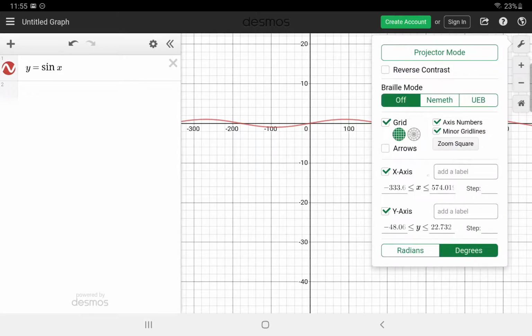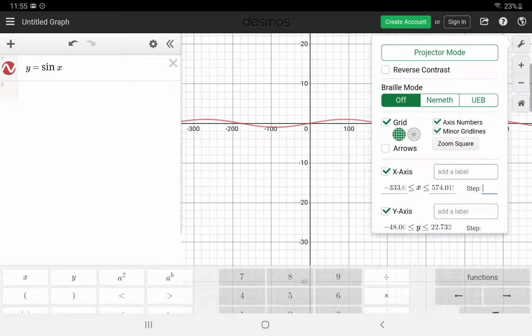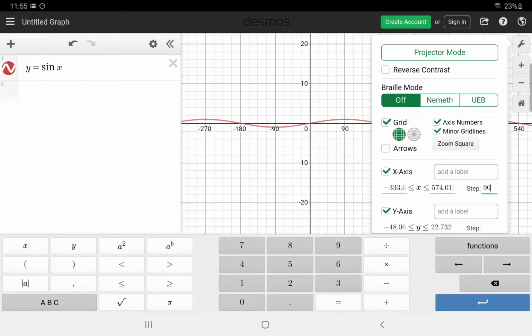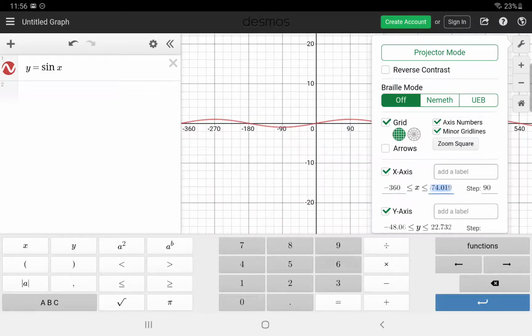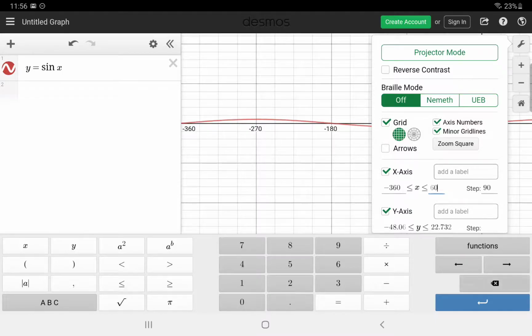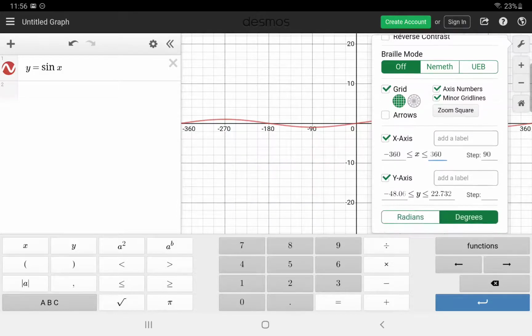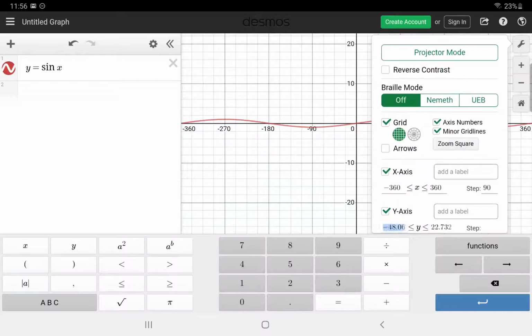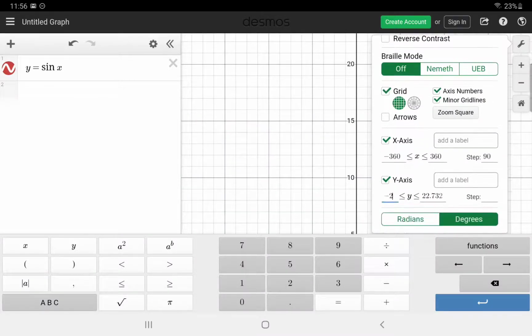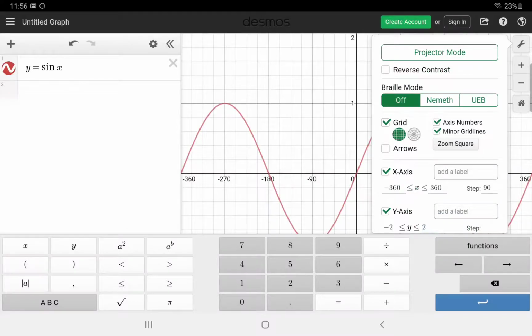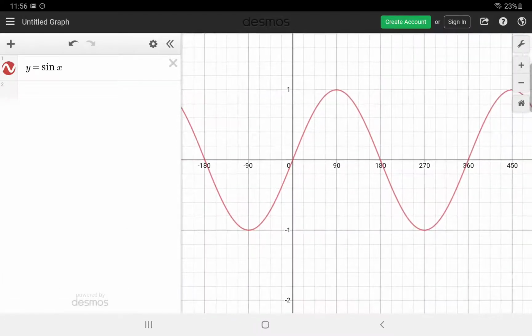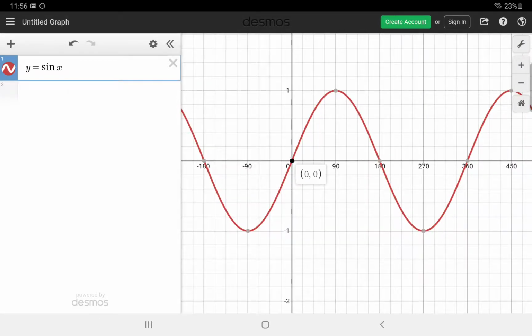So come back to the wrench, and on the x-axis, you may want to step up by 90 degrees at a time. And you may even want to go negative 360 to positive 360 on the x-axis. And then since the sine graph typically goes -1 to +1, I just go maybe -2 to +2. Then when you come back here, you've got a nice picture of where the sine graph would start and where it would end.